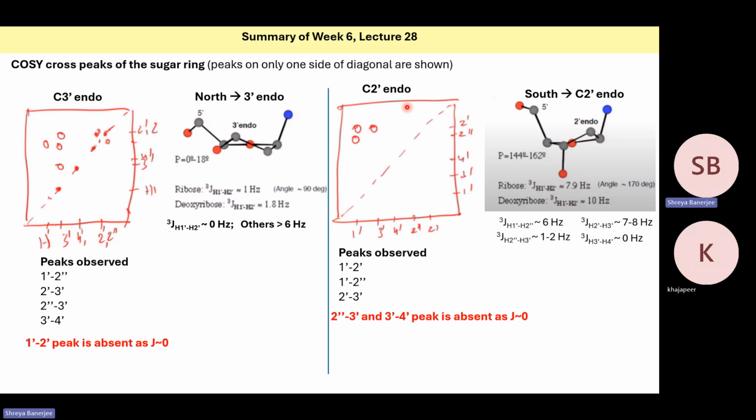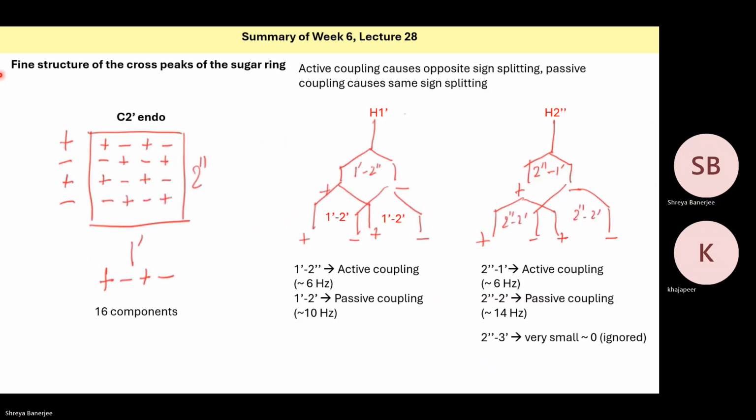And in case of C2 prime endo, you have two coupling constants which are very low, the 3 prime 4 prime and the 2 double prime 3 prime. Both these coupling constants are very low, and so both these peaks will not be observed. So only 3 peaks are observed in the C2 prime endo in the cozy spectra. So now we will look at the fine structure of these peaks.